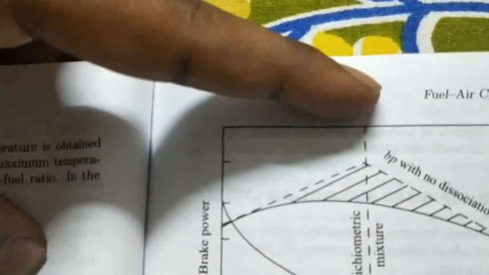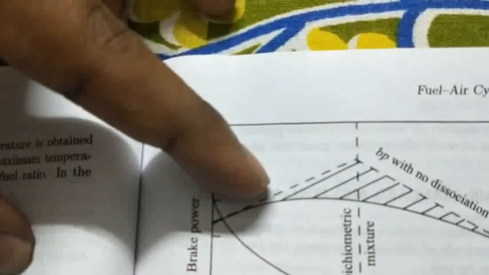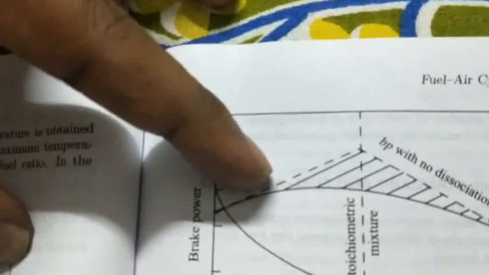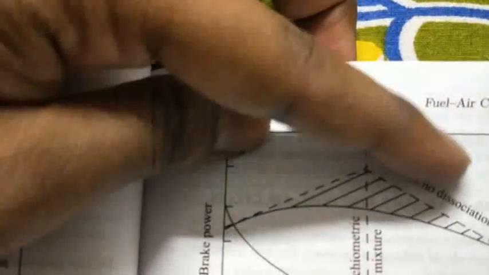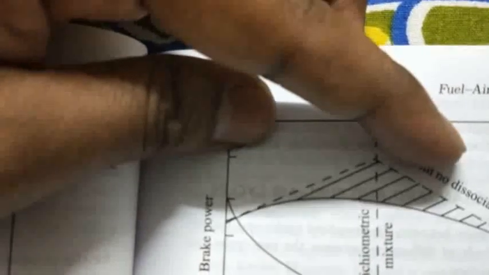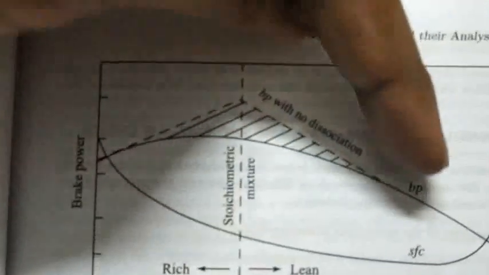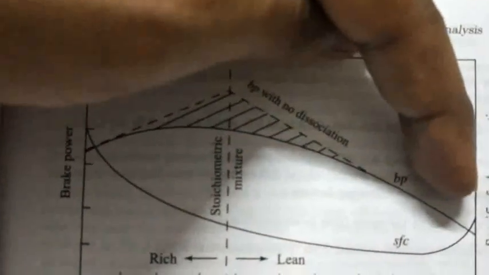When the mixture is quite lean, there will be no dissociation. As the fuel air ratio changes, the mixture becomes rich. The maximum temperature rise and dissociation commence slowly. The maximum dissociation occurs at the chemically correct or stoichiometric mixture. Stoichiometric means chemically correct mixture. As the mixture becomes richer, the dissociation effect tends to decline due to incomplete combustion.